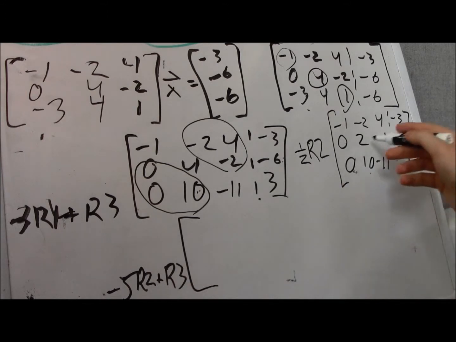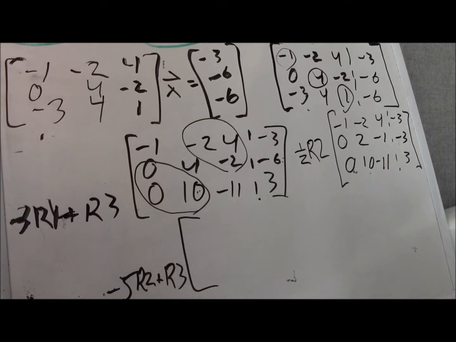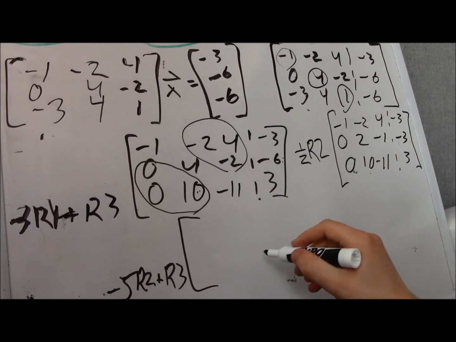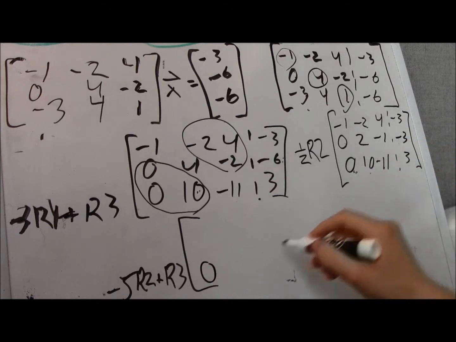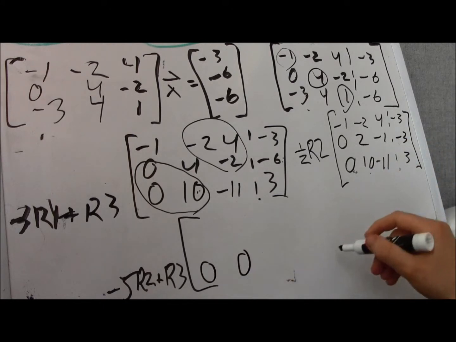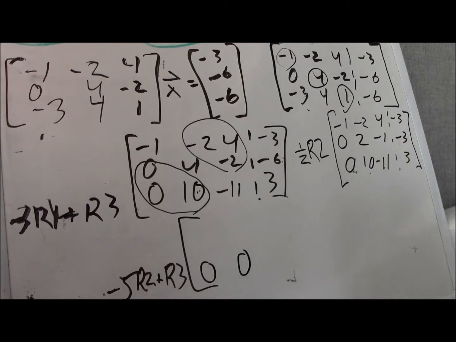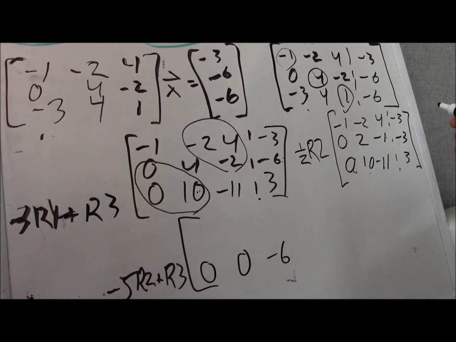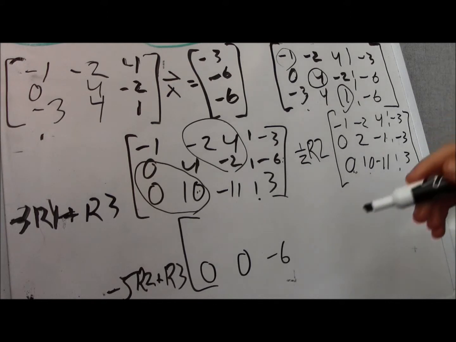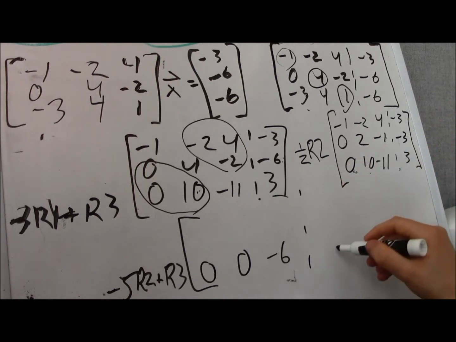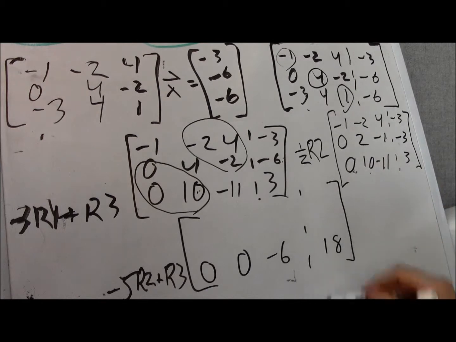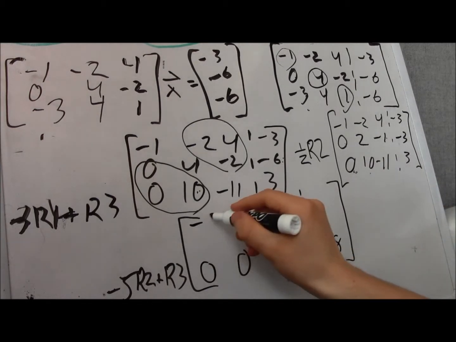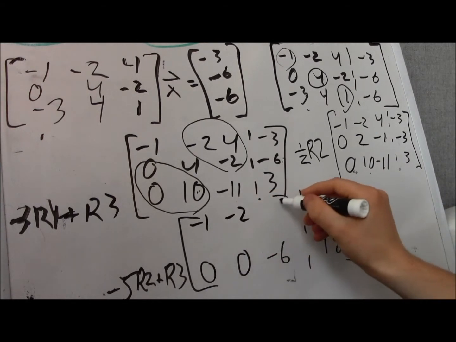So we take -2 times 5, that's -10 plus 10. We'll just do the bottom row first. So that comes out to 0. 5 minus 11, that's -6. And 15 plus 3, 18. And then the other rows didn't change, so we can just write them down.